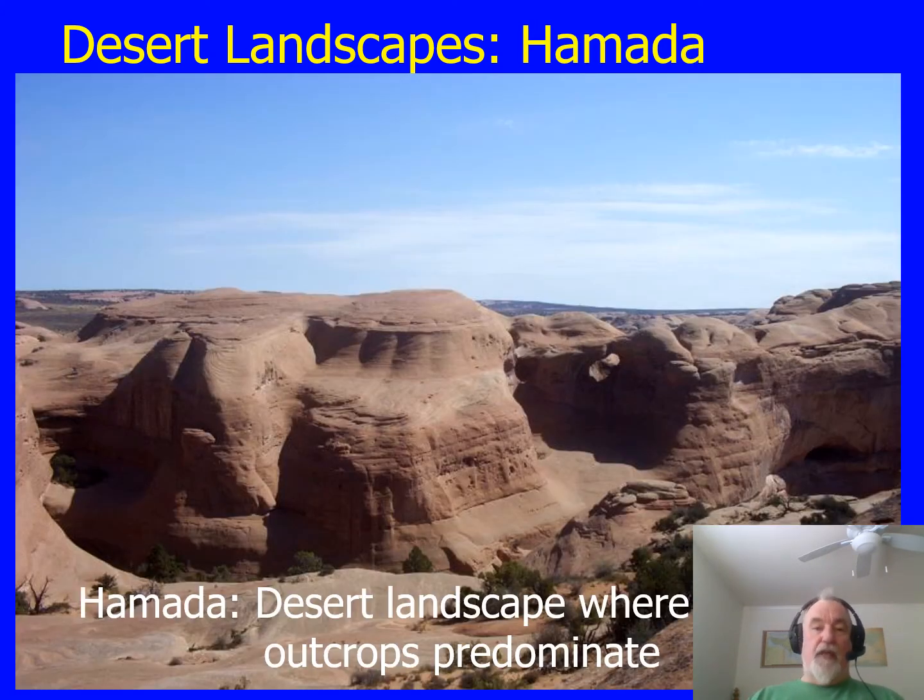Now, we also see desert landscapes like hamada. So hamada are arid landscapes dominated by bedrock outcrops. So we're not talking about a sand surface. We're not talking about a gravelly desert pavement, but instead here, desert with bedrock outcrops dominating the landscape. So the ergs, or sand seas, the reg, or desert pavement, and the hamada are very common landscapes in arid or desert environments.